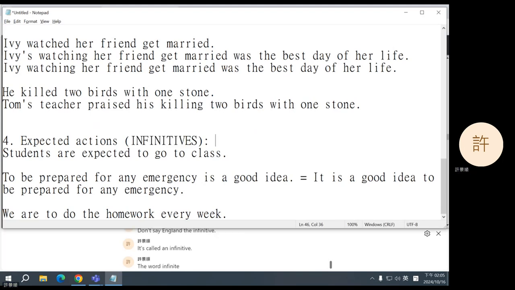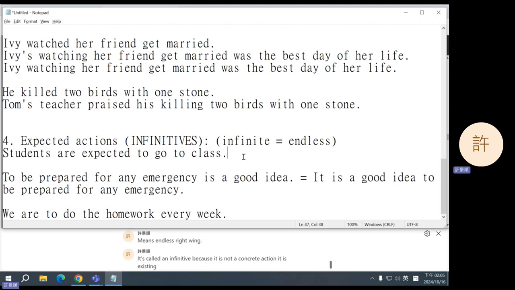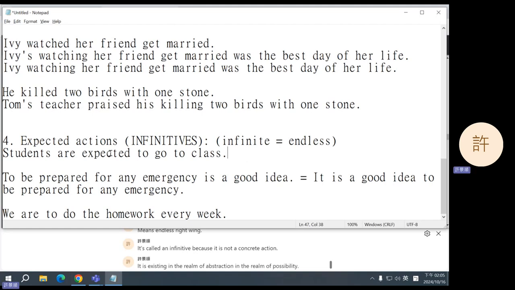The word infinite means endless. Right, 无限. It's called an infinitive because it is not a concrete action. It is existing in the realm of abstraction, in the realm of possibility. For example, students are expected to go to class means students should go to class. Do they actually go to class? Maybe, maybe not. So the infinitive is not a concrete situation. It is an expectation. It is a possibility. It also is an obligation, right? Someone expects you to do something, usually means you should do it.